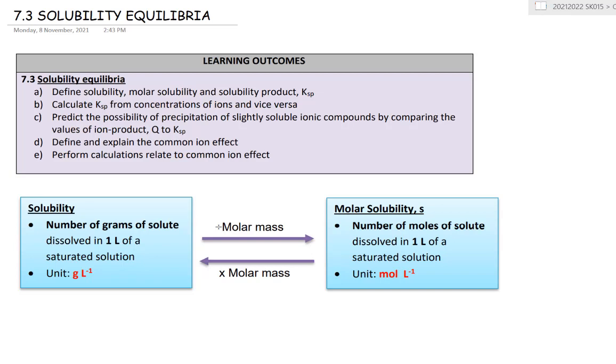Hi class, in this video we are going to talk about chapter 7.3 Solubility Equilibria. So the learning outcome will be to be able to define solubility, molar solubility, and solubility product Ksp, to calculate Ksp from the concentrations of ions and vice versa, predict the possibility of precipitation of slightly soluble ionic compound by comparing the values of ion product Q to K.